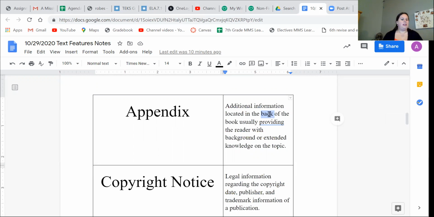So we don't need to include it in the chapter because that would make it a little too wordy. So we're just going to put that background information in an appendix in the back of the book so that if you need it, you can go there.